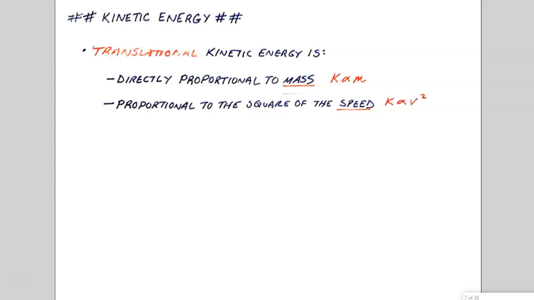Kinetic energy is proportional to the square of the speed. Note that it's speed, not velocity, because kinetic energy is a scalar quantity. And also that it's proportional to the speed squared. Kinetic energy is equal to 1/2 the object's mass times its speed squared. And just like work, it's measured in joules.